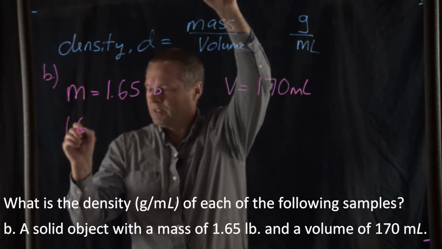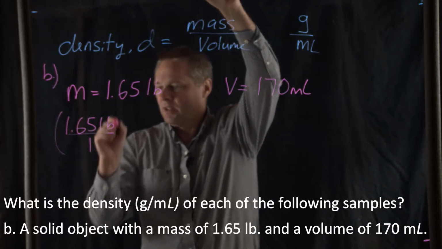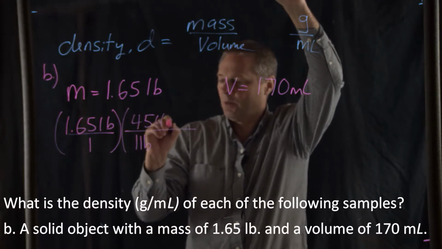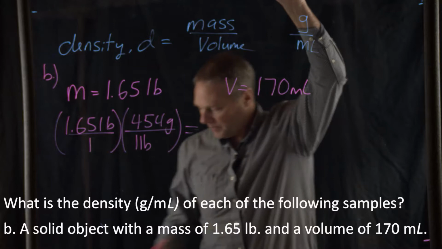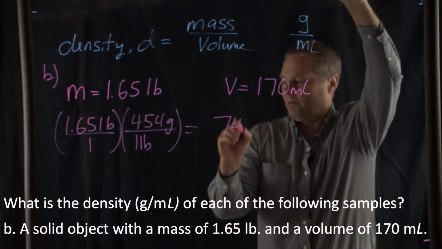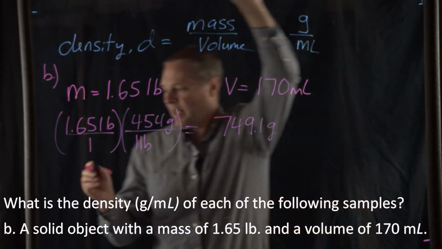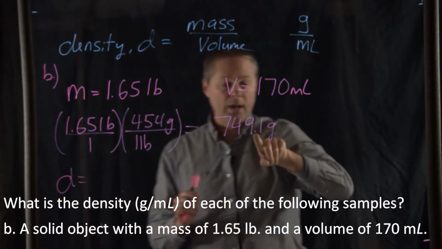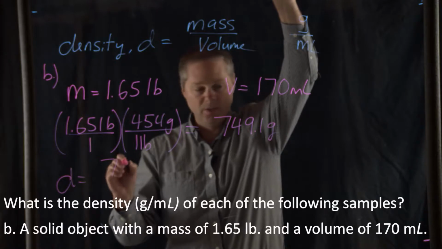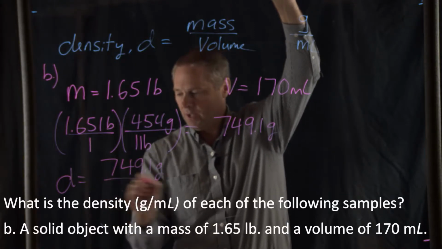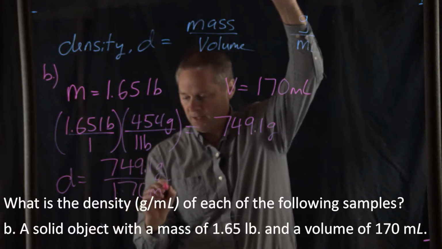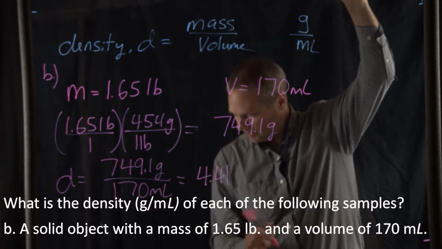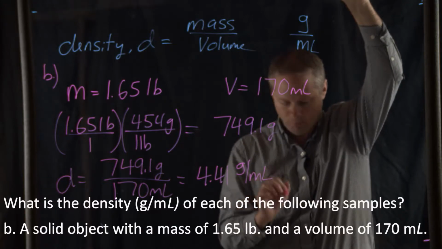So 1.65 lb, that's pounds. Now if you remember the conversion, 1 pound is equal to 454 grams. We do that quick arithmetic, and that equals 749.1 grams. Now, our density is going to be equal to our mass divided by the volume. So that's 749.1 grams divided by 170 milliliters. And that comes out to 4.41 grams per milliliter.